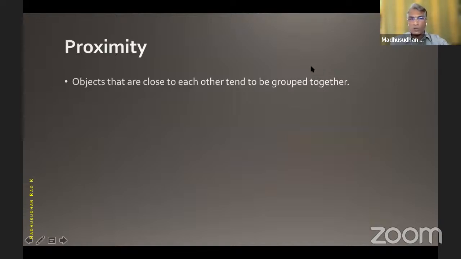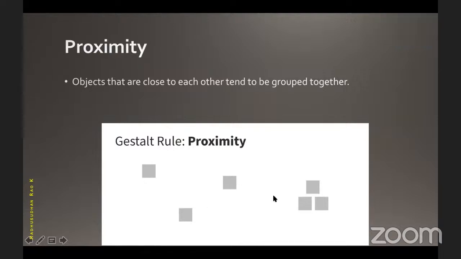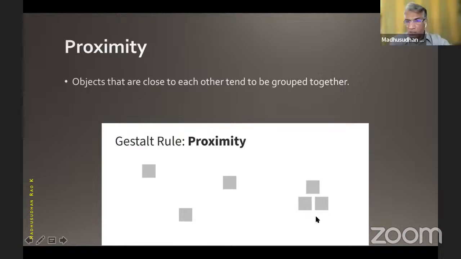Right. Proximity. What is proximity? Objects that are close to each other tend to be grouped together. Don't get confused with something else that is also there. The difference I'll show you. Proximity. How about these 3 squares? Are they close? No, sir. They have gaps. How about this? They're giving you some meaning, right? When they are put together, combined or close, proximity is closeness. They are giving some meaning. That is what the Gestalt psychologist meant.